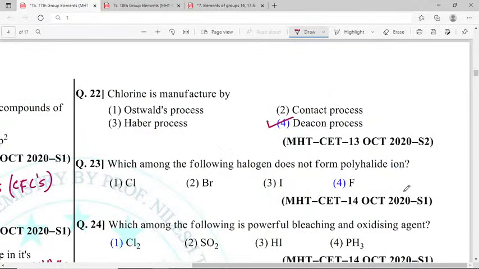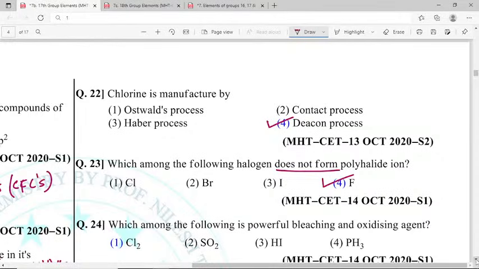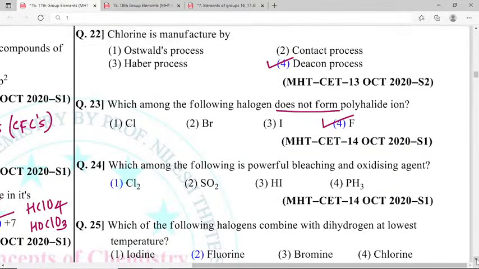Which among the following halogens does not form polyhalides? Same question. This is the anomalous behavior of fluorine. Fluorine does not show polyhalides because of its very small size and high electronegativity value.